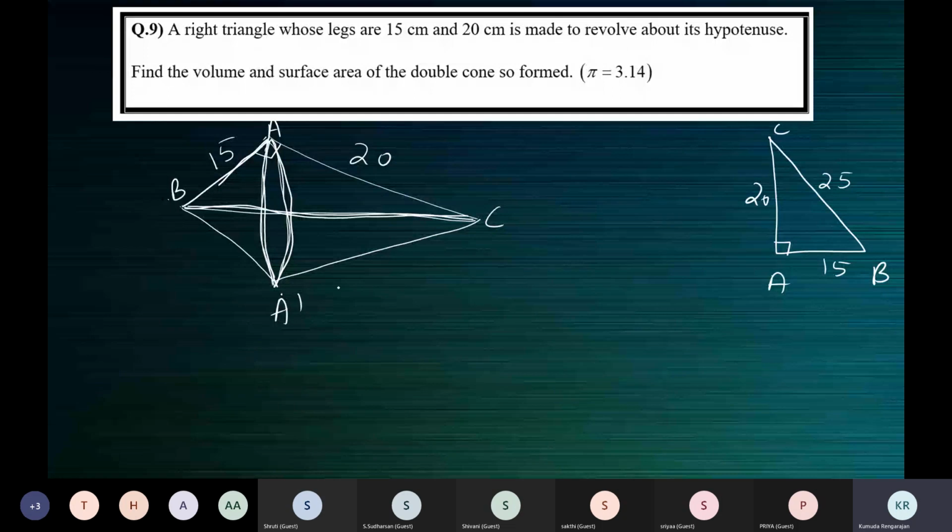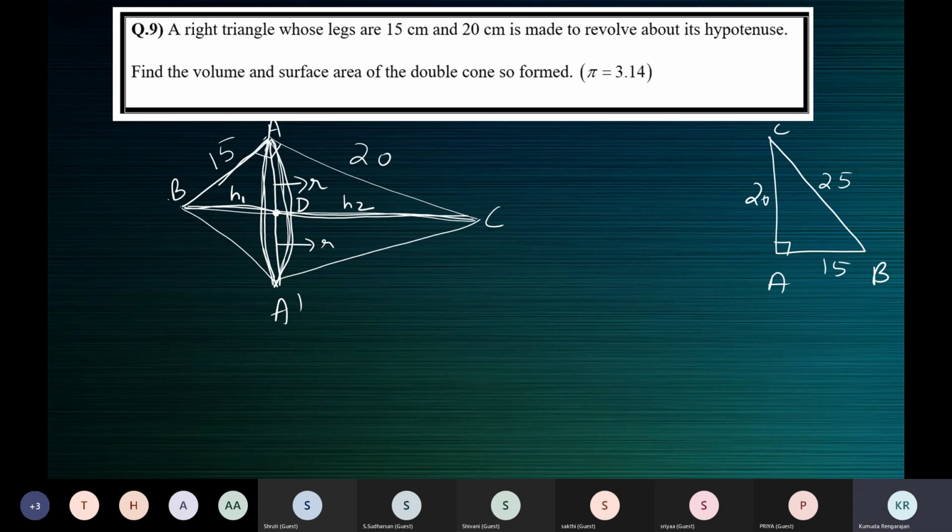The radius of both the cones is the same because their circular bases are stuck. Let me mark this point D. So BD is the height of the small cone and CD is the height of the big cone.